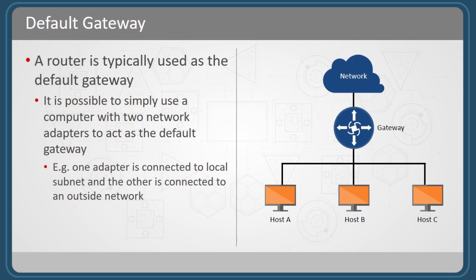You can simply install two network adapters, one connected to the local subnet and the other connected to the outside network, and it will perform the functions of a gateway. But in most cases, it is an actual router. So again, in practical terms, default gateway and router are used quite interchangeably, and that's fine. But a router is the official device, whereas a computer can act as a gateway.